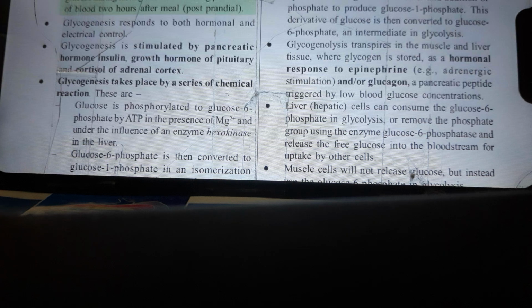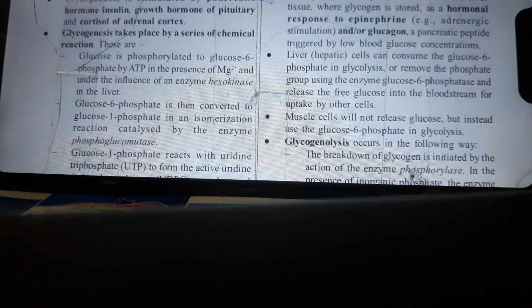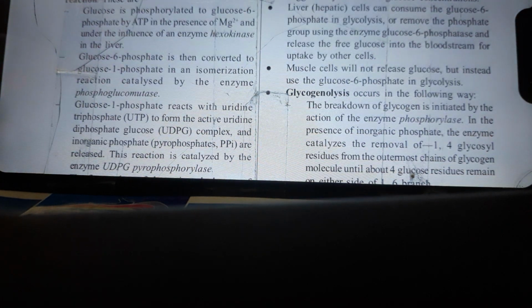Glycogenesis responds to both hormonal and electrical control. Glycogenesis is stimulated by the pancreatic hormone insulin, growth hormone of the pituitary, and cortisol of the adrenal cortex. Glycogenesis takes place by a series of chemical reactions. Glucose is phosphorylated into glucose 6-phosphate by ATP in the presence of Mg2+, under the influence of the enzyme hexokinase in the liver.